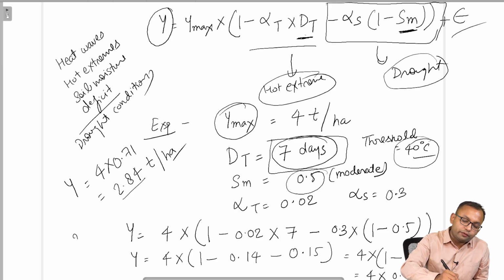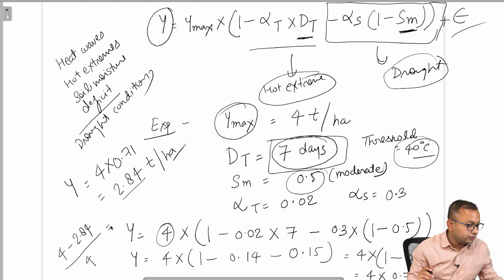Let us say 2.84, right. We can take a difference between 4, because 4 is the maximum value, right. This is 4, it's the maximum value. So 4 minus this divided by, so this is basically divided by 4. So what we will get, multiplied by 100.